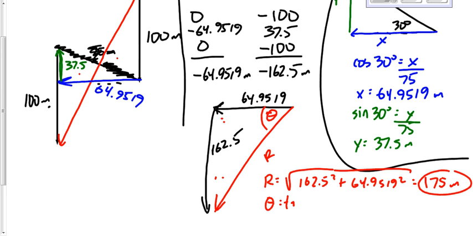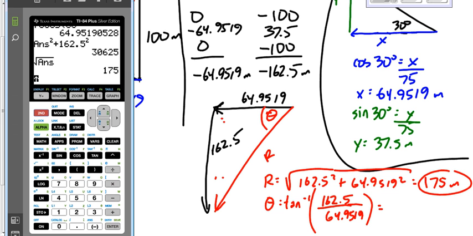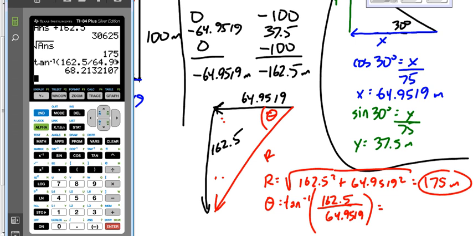And theta is the inverse tan of opposite over adjacent. What's the opposite side here? Solana, what's the opposite side here? Yes, 162.5. And the adjacent side is 64.9519. And let's do that here. Second function tan, 162.5 divided by 64.9519. 68 degrees.